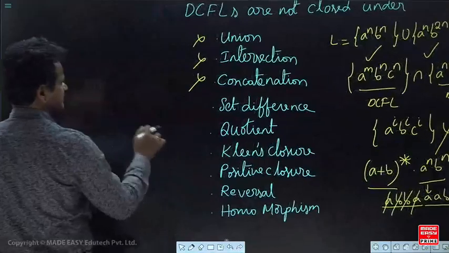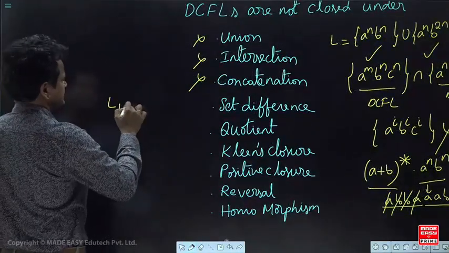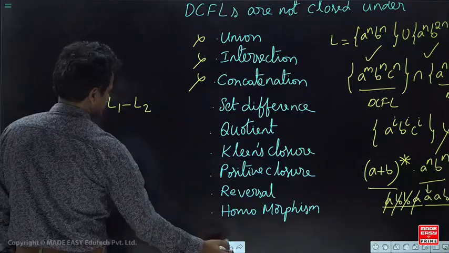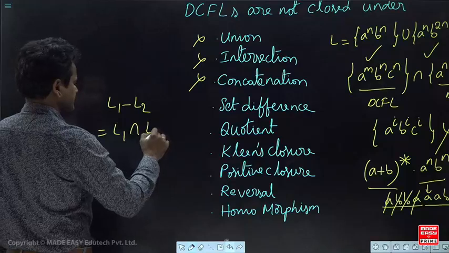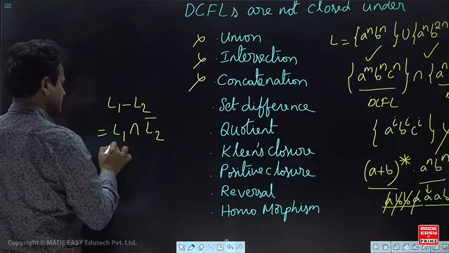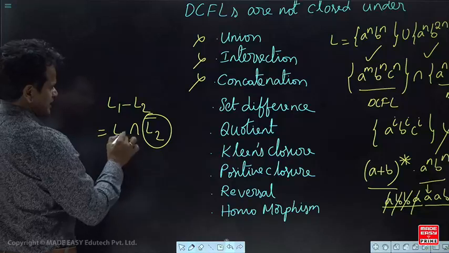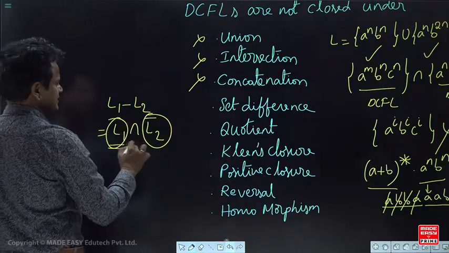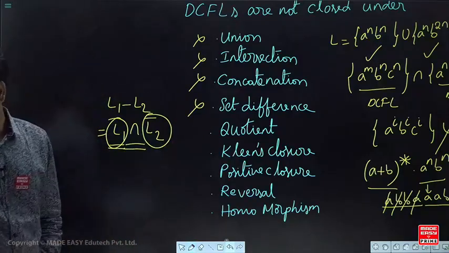What is set difference? L1 minus L2. What is L1 minus L2? This is L1 intersection L2 bar. So L1 is DCFL. We will talk about the L2 bar later. And even though this is DCFL, intersection is not closed. So that is the reason set difference is not closed.